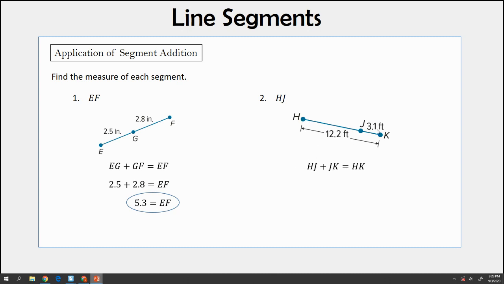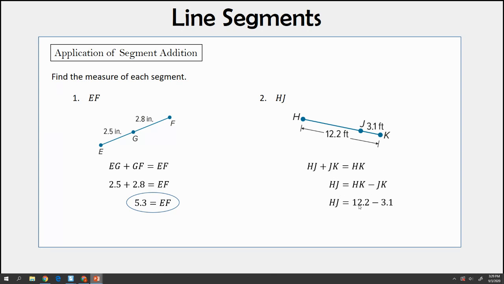We know J to K is 3.1. Okay, I guess I did it a little differently, guys. Sorry. What I did here is we were looking to find HJ. So I solved this like an equation first. And so what I did is to isolate HG, I subtracted JK from both sides. That's where this line comes from.